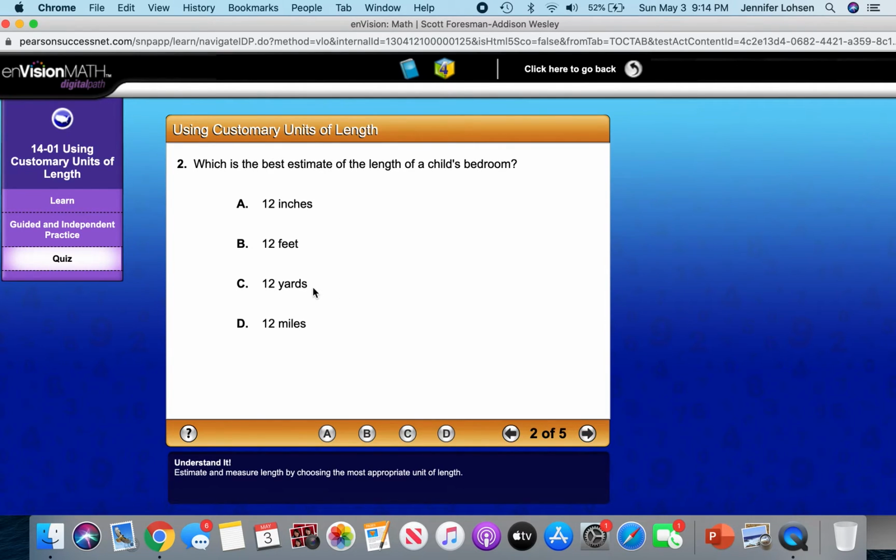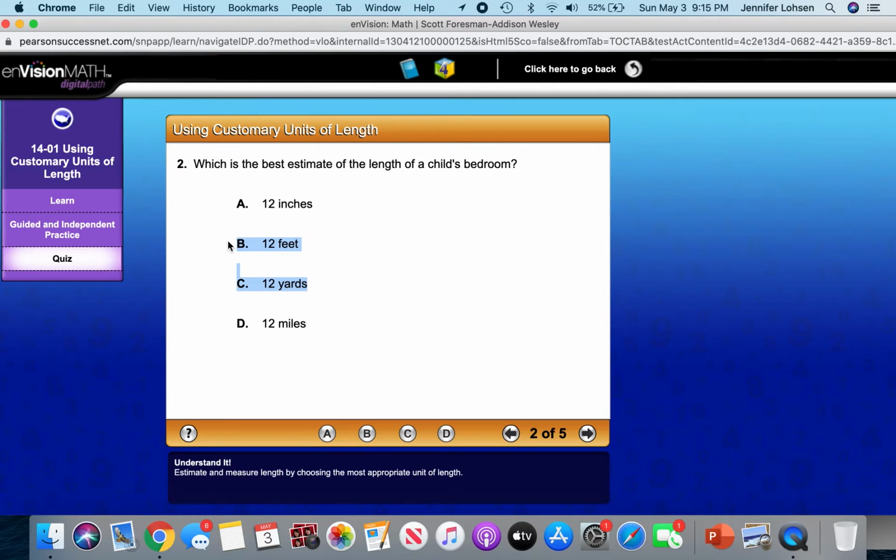Okay, our next one says, which is the best estimate of the length of a child's bedroom? Now, if you guys remember back to class, if we're visualizing a bedroom or your bedroom at home, you're not going to measure it in inches because that would be too small. You're not going to measure it in miles because that's going to be too large. We want to think distance when we think miles. And you might be stuck somewhere here between B and C.